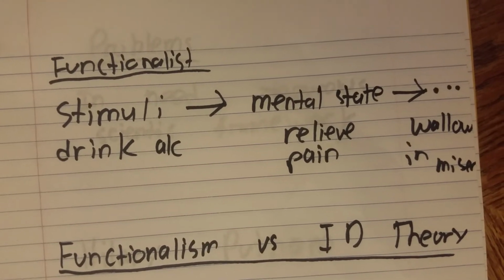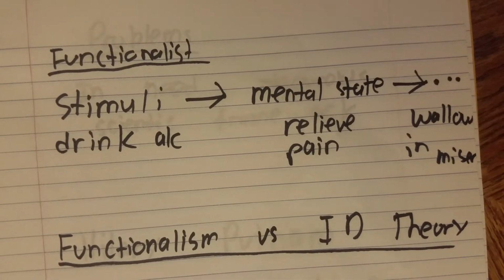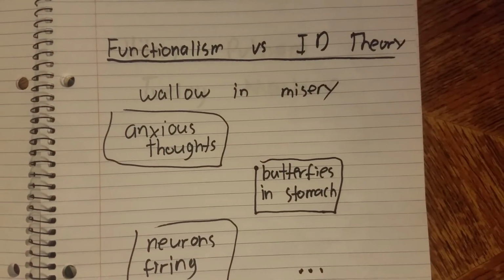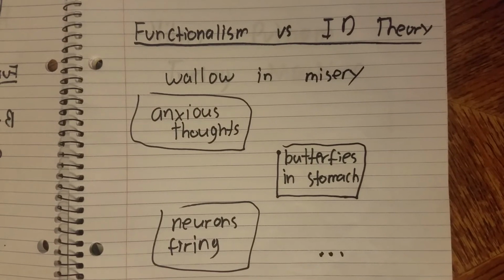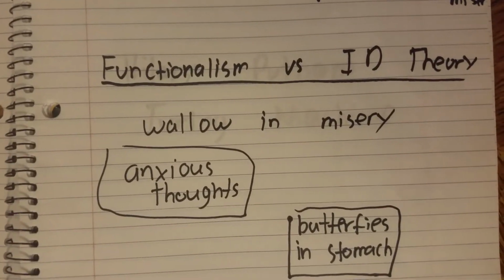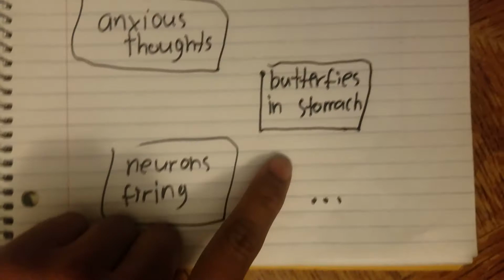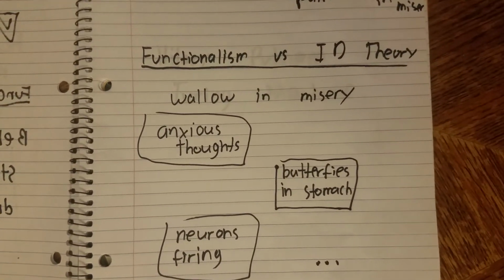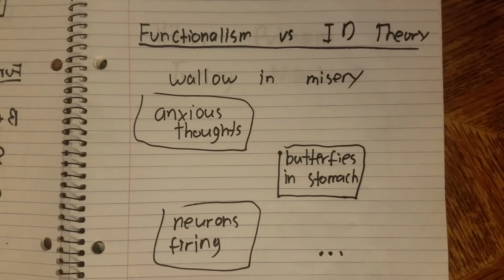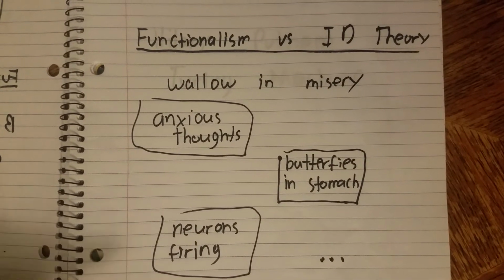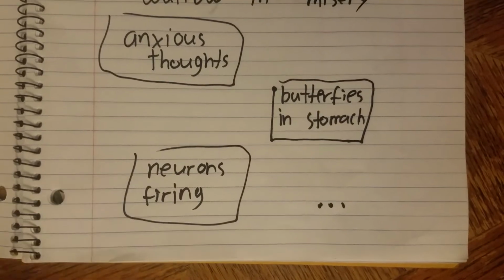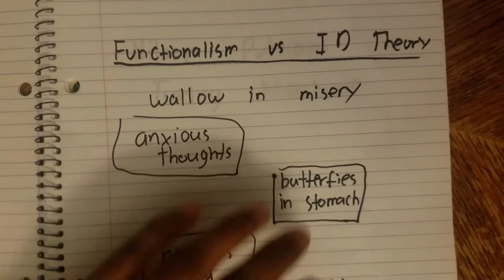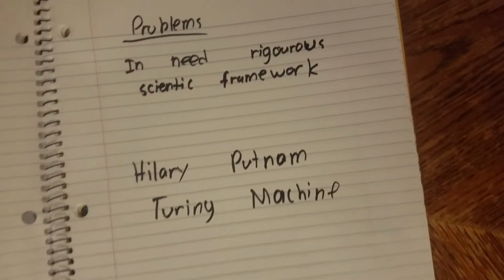Now, how does this compare to identity theory? This solves the issue of multiple realizability. Let's take a look at the example of the neural state of wallowing in misery. The neurons firing that cause the butterflies in the stomach and the anxious thoughts all have a causal relationship to the nature of wallowing in misery. Functionalism doesn't specify the specific neurons that fire, so anything that serves the function of wallowing in misery is acceptable. The problem with functionalism is the vagueness.